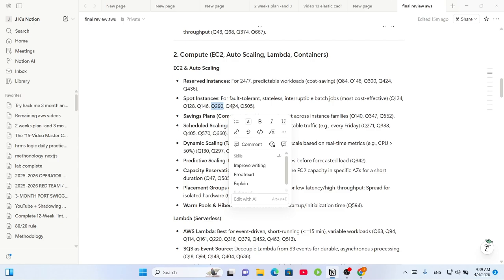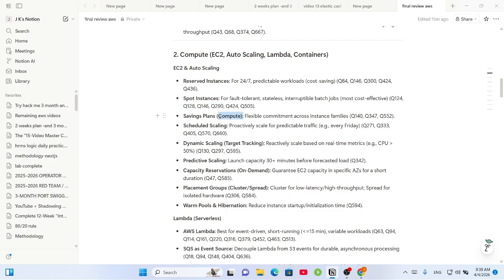Okay. And Savings Plan compute, flexible commitment across instance families. Okay. And scheduled scaling, proactively scale for predictable traffic, like every Friday, this one. Target tracking, reactively scale based on real-time metric. Predictive scaling, launch capacity 30 plus minutes before forecasted load.